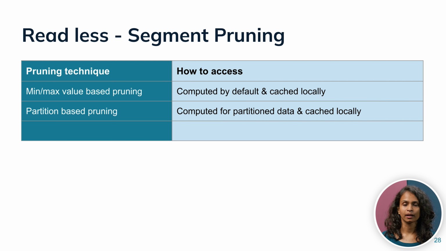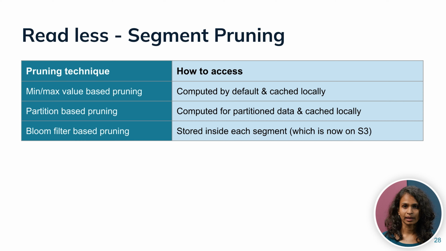Both of these metadata are cached locally whenever available, so we were able to quickly eliminate segments where we won't find any matching data. Another popular technique used in Pinot is bloom filters. These are built per segment, and we can read it to know if a value is absent from a segment. This is more effective than the other pruning strategies, but the problem is that it is stored inside the segment, which is now on S3. So accessing them for all segments is inefficient in this architecture.